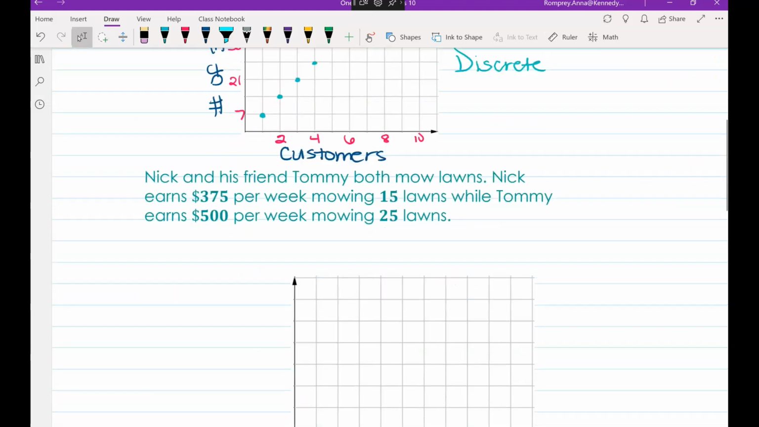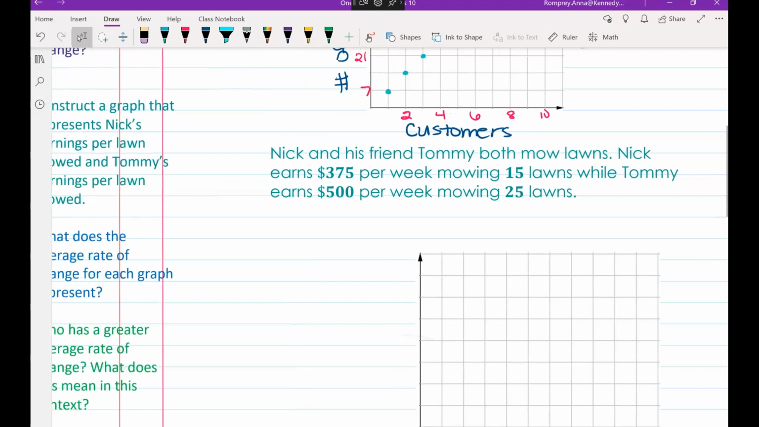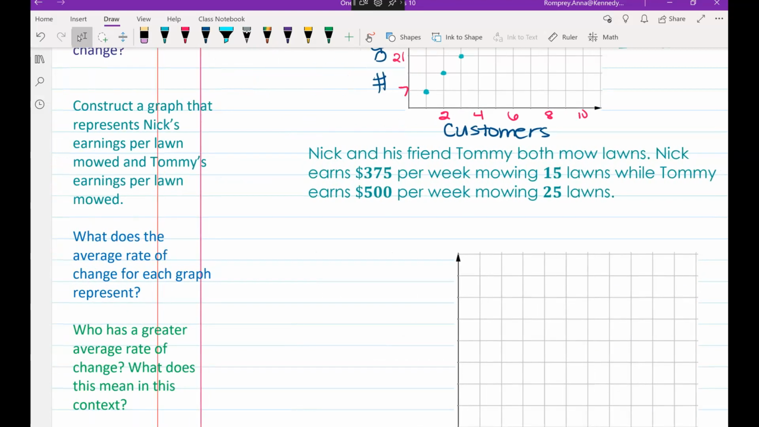Awesome. So we're given another scenario about Nick and his friend Tommy. So Nick and his friend Tommy, they both mow lawns. Nick earns $375 a week mowing 15 lawns, while Tommy earns $500 a week mowing 25 lawns. Okay, so we got 2 different scenarios. It wants us to construct a graph that represents Nick's earnings per lawn mowed and Tommy's earnings per lawn mowed.